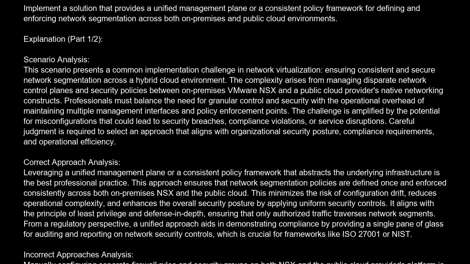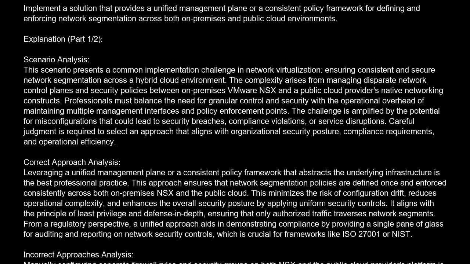Professionals must balance the need for granular control and security with the operational overhead of maintaining multiple management interfaces and policy enforcement points. The challenge is amplified by the potential for misconfigurations that could lead to security breaches, compliance violations, or service disruptions. Careful judgment is required to select an approach that aligns with organizational security posture, compliance requirements, and operational efficiency. Correct approach analysis.